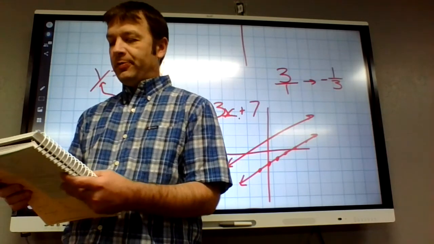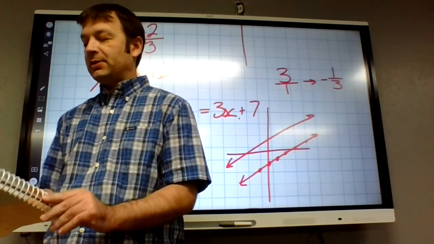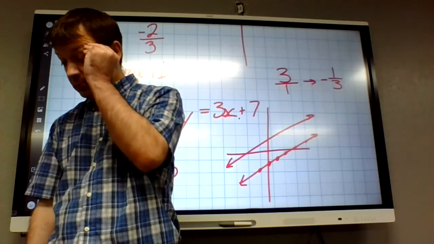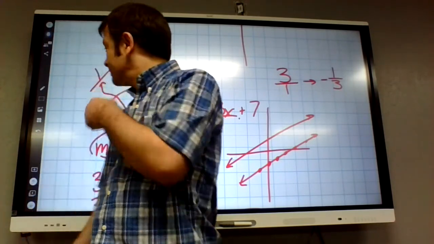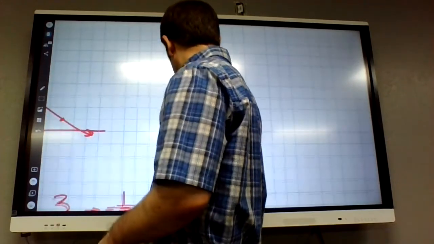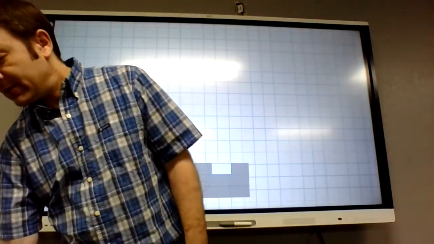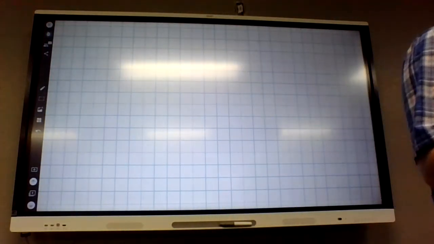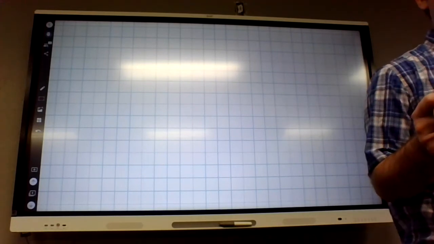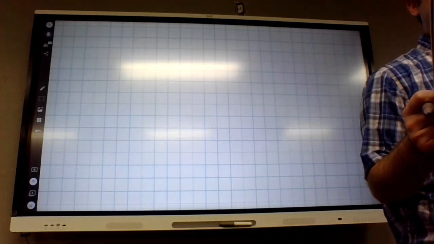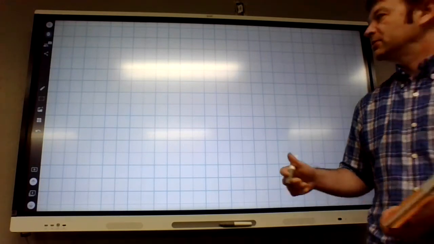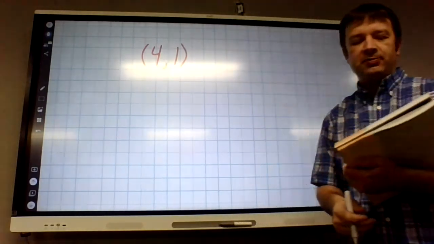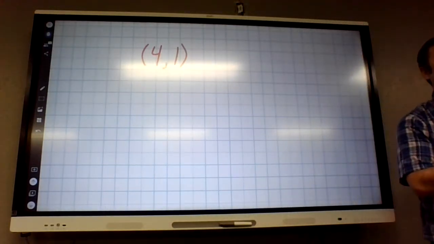41 and 42 are pretty much the same thing. It's just got a picture version of it. So 41 says that we want the equation to go through A and we want it to be parallel to line C. Where is point A at? (4, 1).